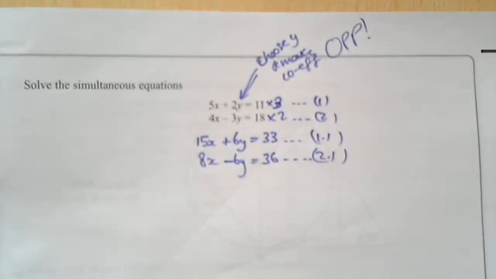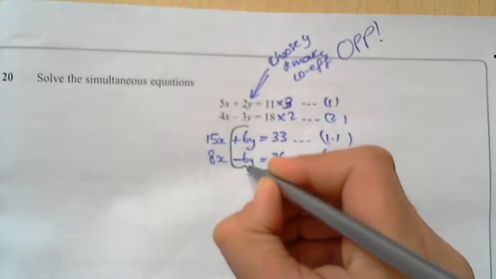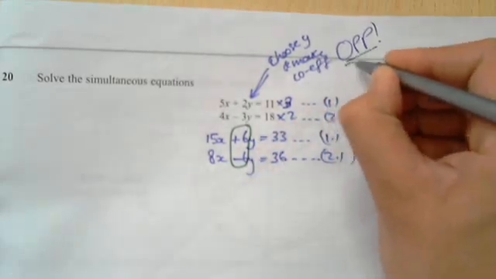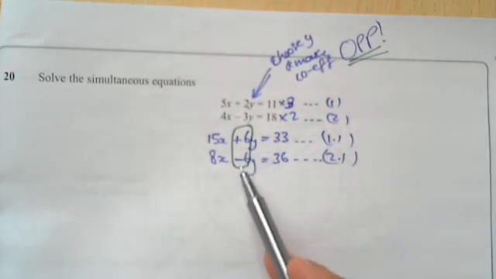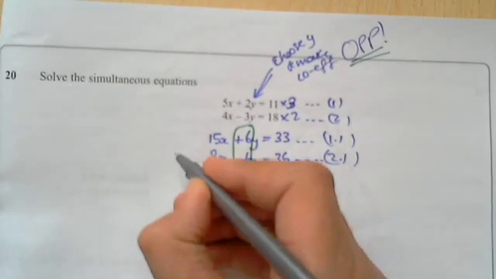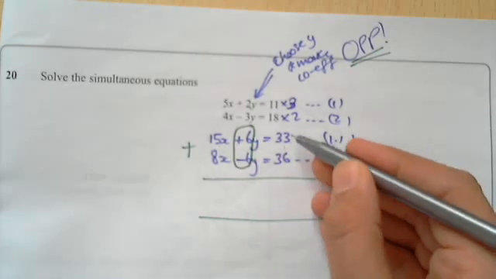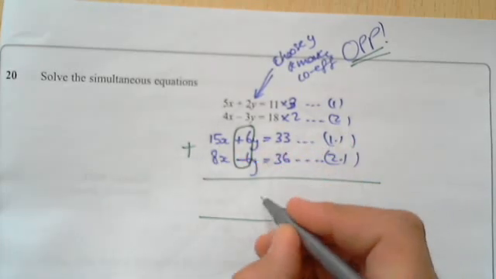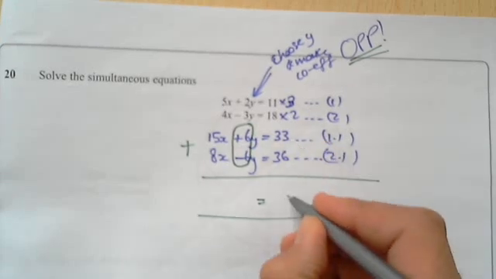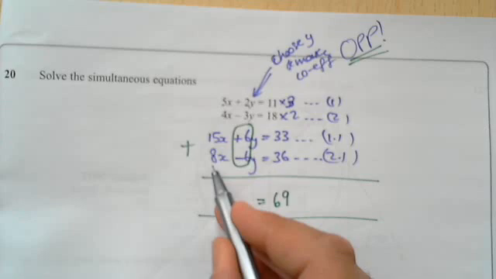Okay. Now I am very happy that the coefficients of y are opposite. We now have a plus 6 and a minus 6. That's excellent. How do we eliminate opposite coefficients? By adding. So we have 33 add 36, and we have 15x add 8x.